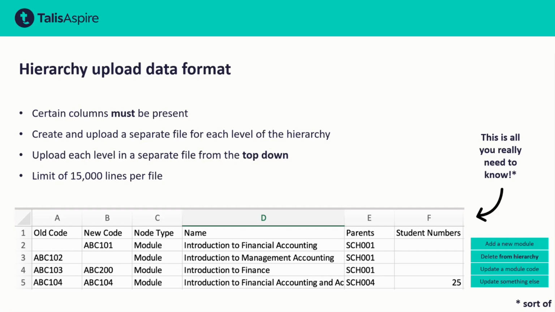Row 4, we've got ABC 103 as the old code, ABC 200 as the new code. That's going to update the module code when you put it through. We're saying currently the old code is one thing, we want it to be another. That's what that's going to do. And then in row 5, you have ABC 104 for both the old and new code, so that's not changing. Nothing changes there. Neither does the node type, but it might be that we're updating the name, the parent code, or the student numbers associated with that node as well.